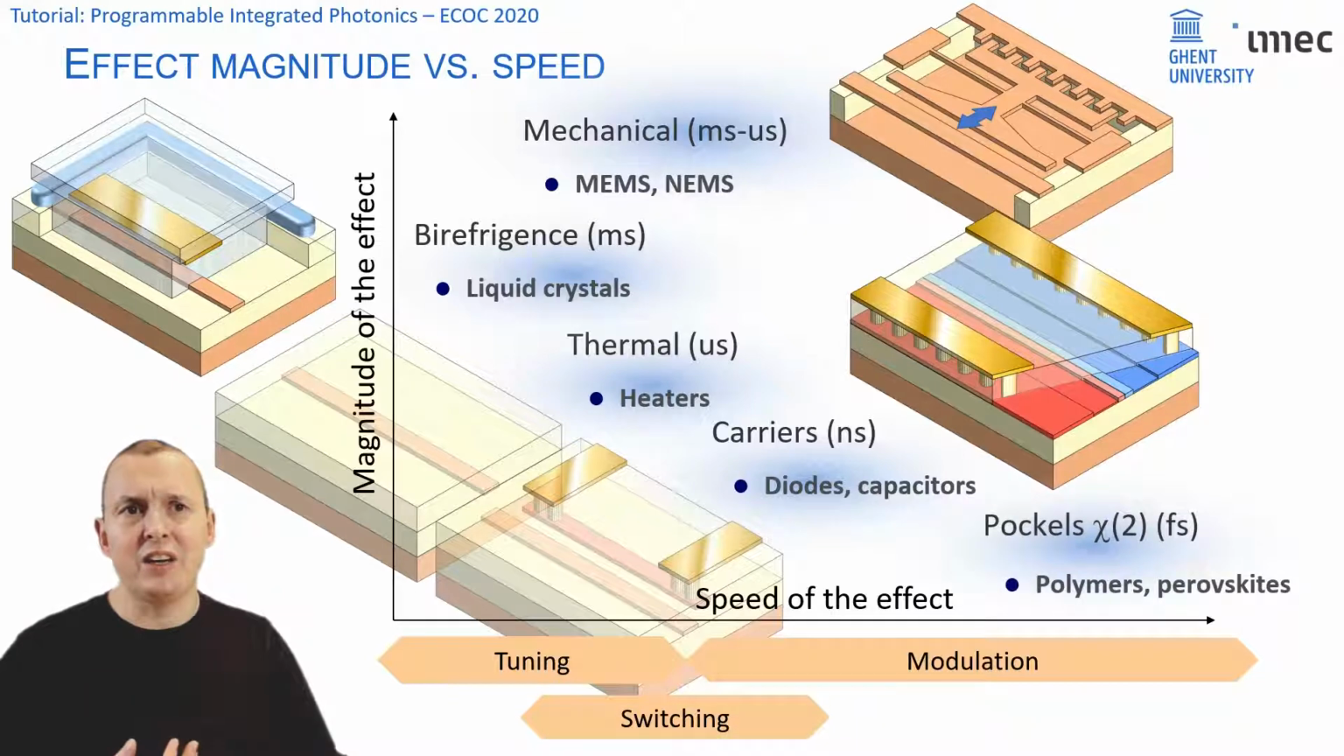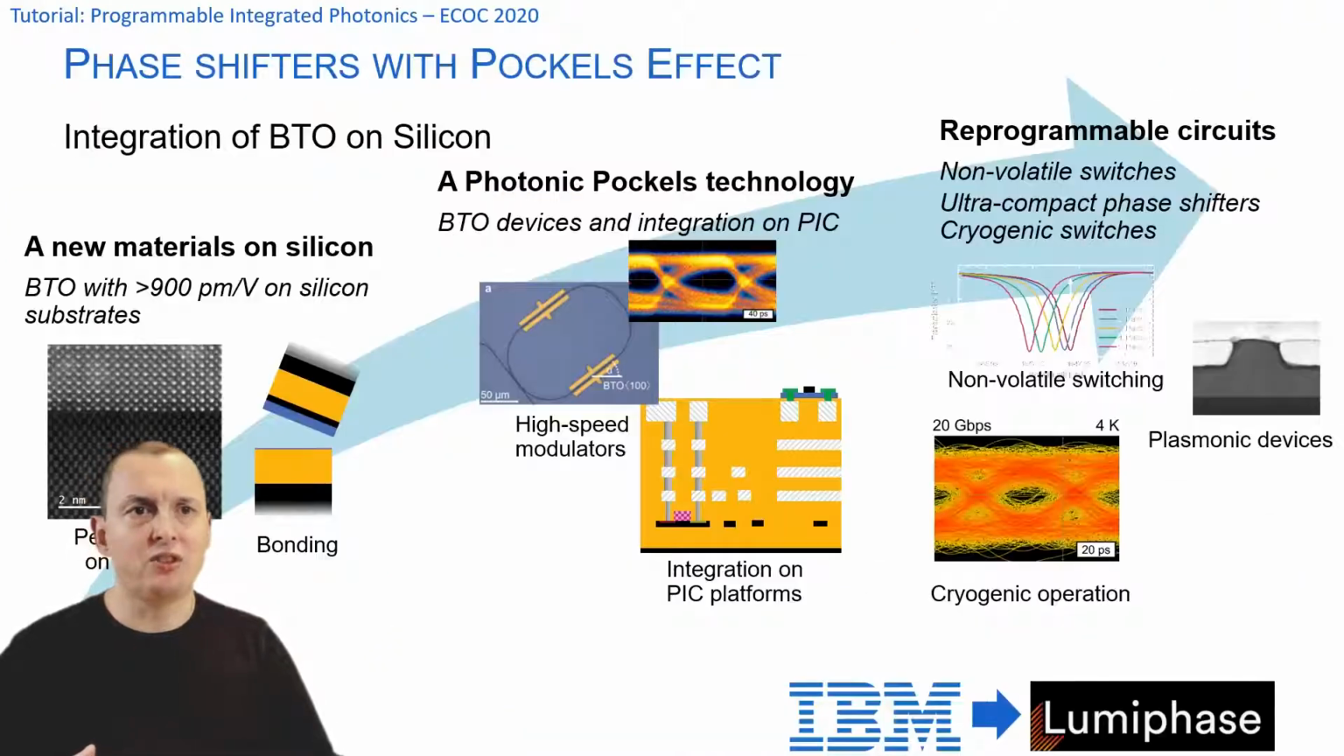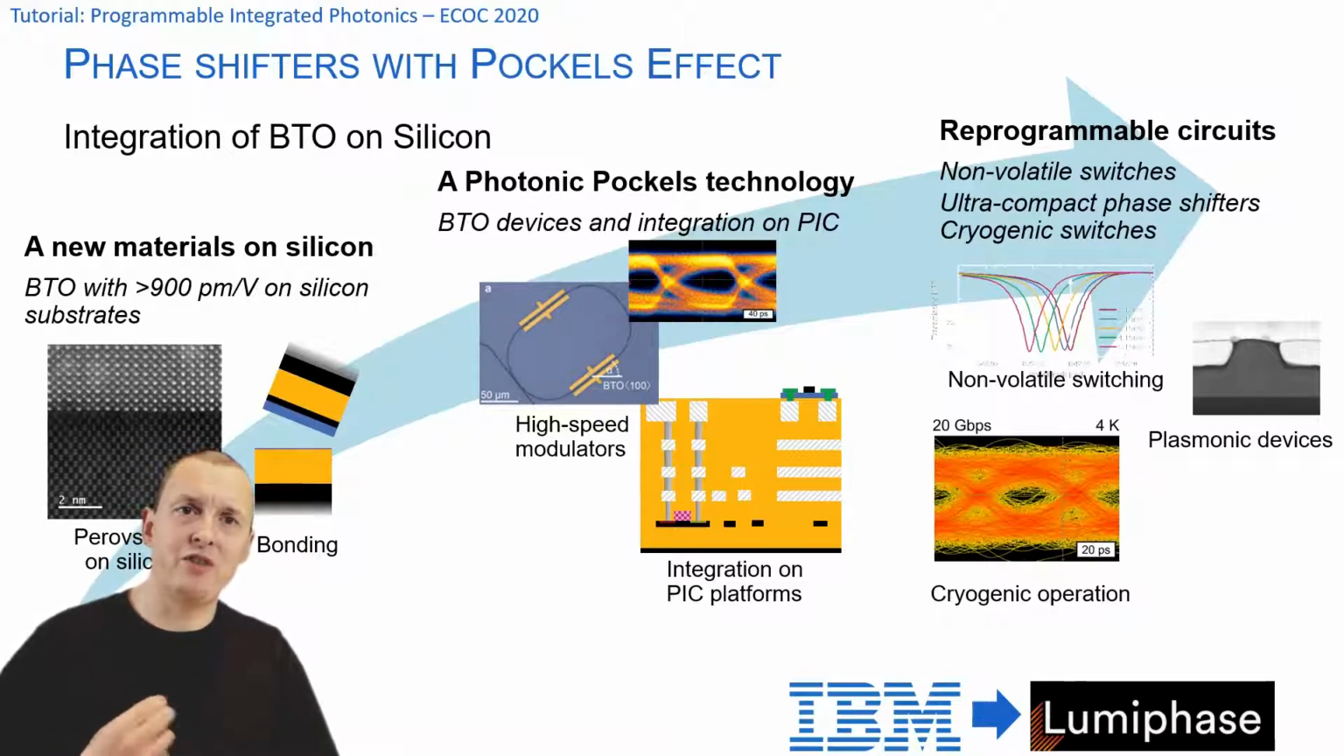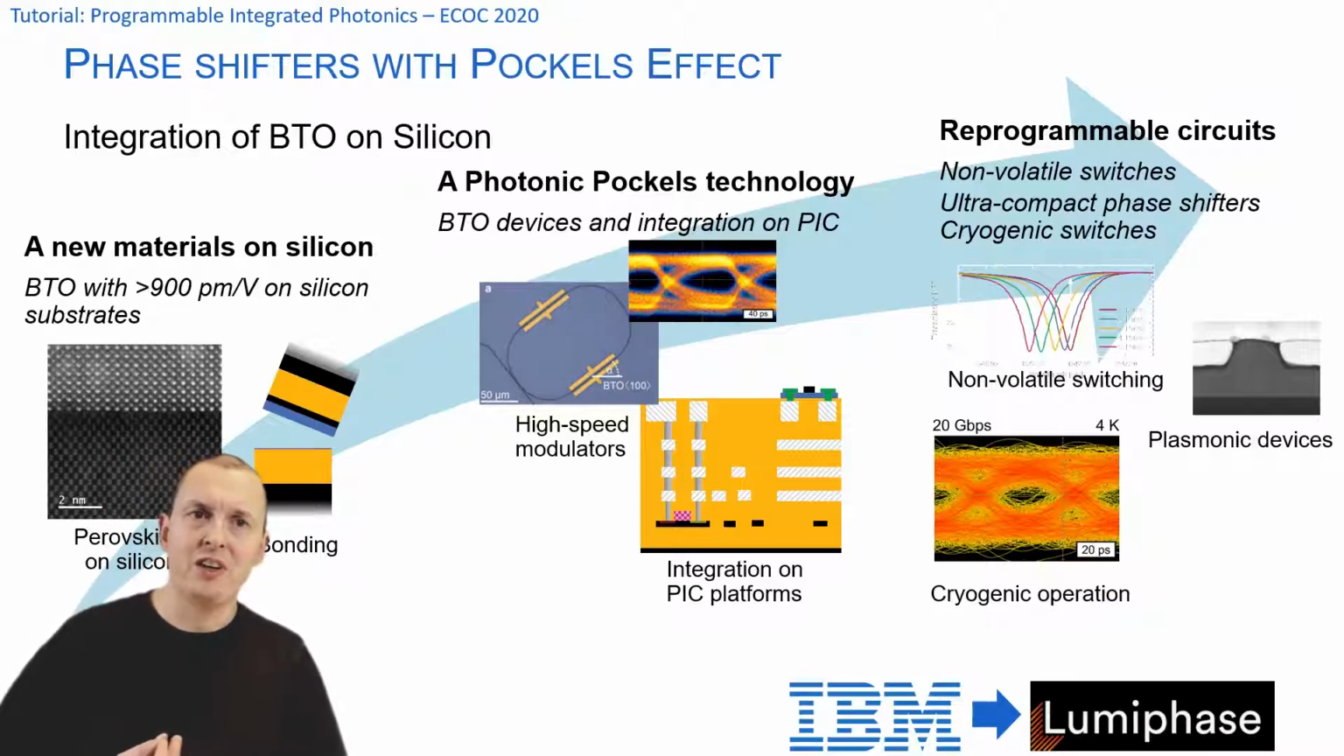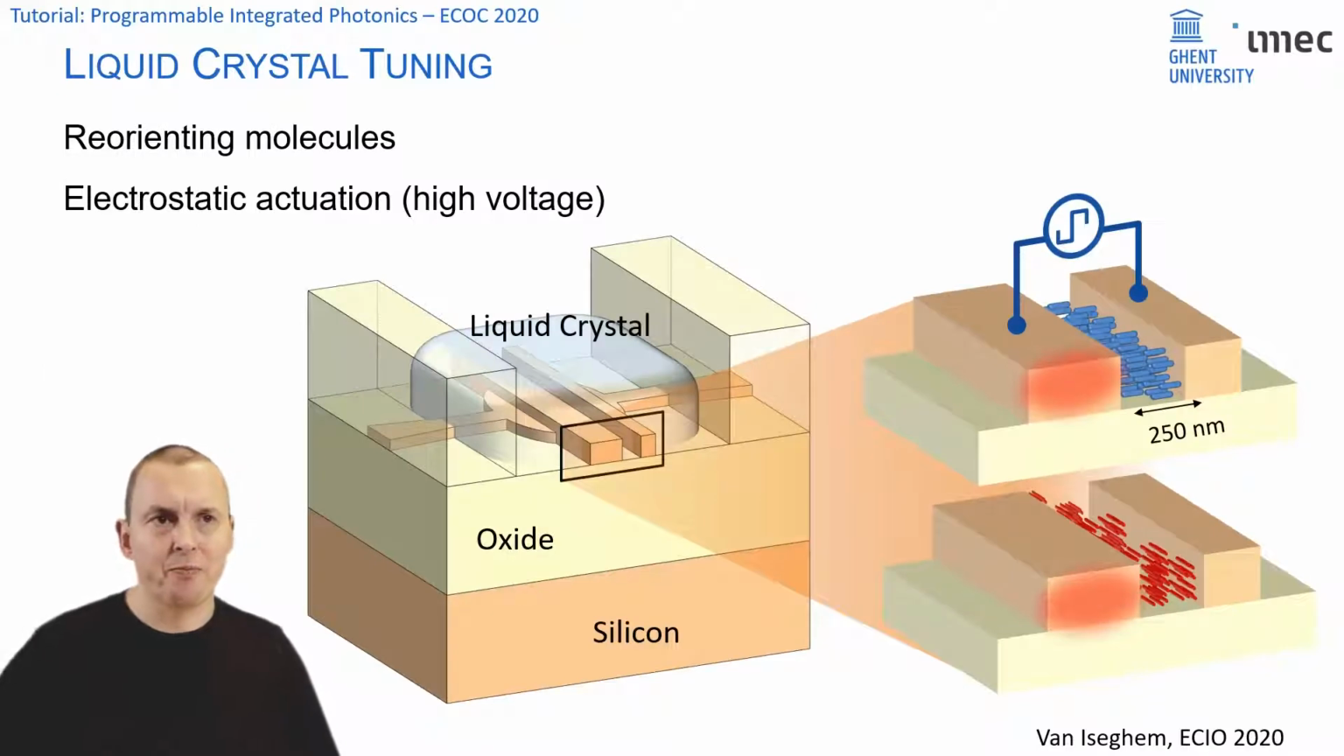And another technique that we're using is MEMS. Finally, the last one on the list is the Pockels effect, which you'll find in specialty materials like polymers or perovskites. Especially this last one has been a lot of effort invested, and it's a very hot topic at the moment to make high efficiency Pockels effect based phase shifters because they're the ideal phase shifters. And for instance, the work from IBM in Zurich, which is now part of the company Lumiphase, has shown really high quality phase shifters based on the Pockels effect.